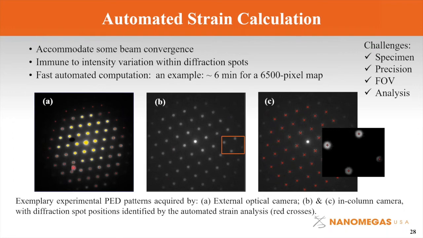Shown here are some examples of precession electron diffraction patterns obtained from an external camera in A and certain in-column cameras in B and C. The diffraction spot positions are automatically identified by our algorithm, and the spot positions are marked by the red crosses. The saturated spots are not used for the strain computation, neither are the too noisy spots, to try to guarantee the strain analysis accuracy.